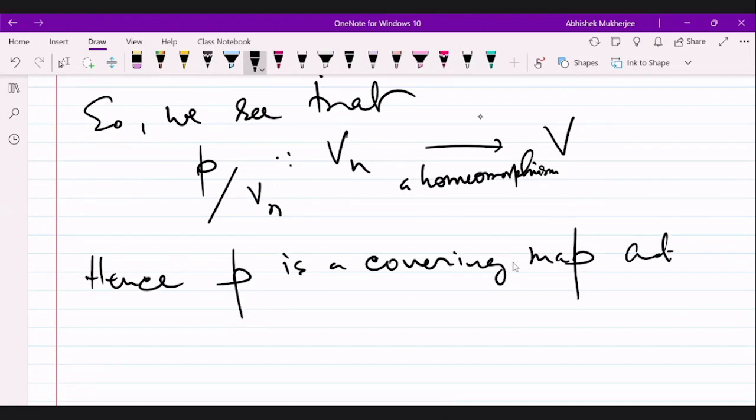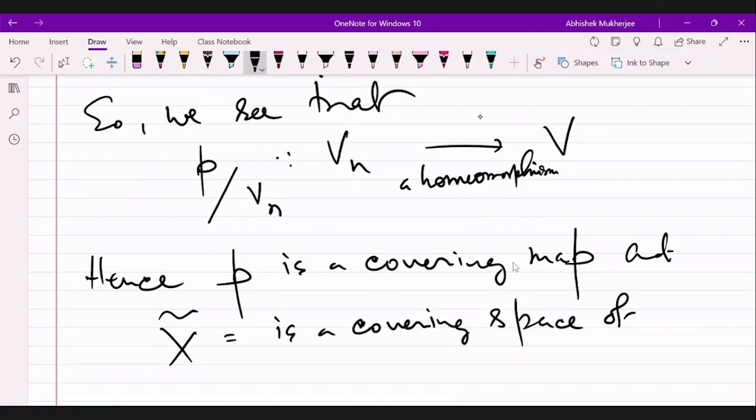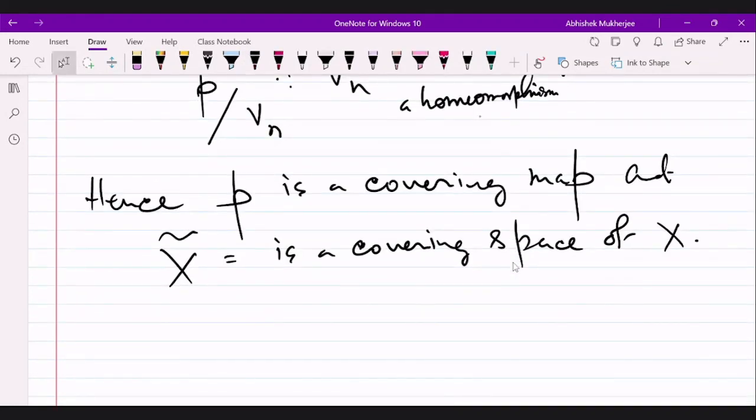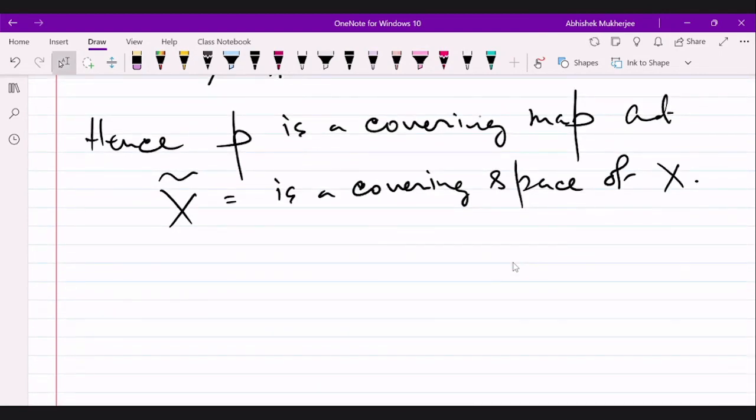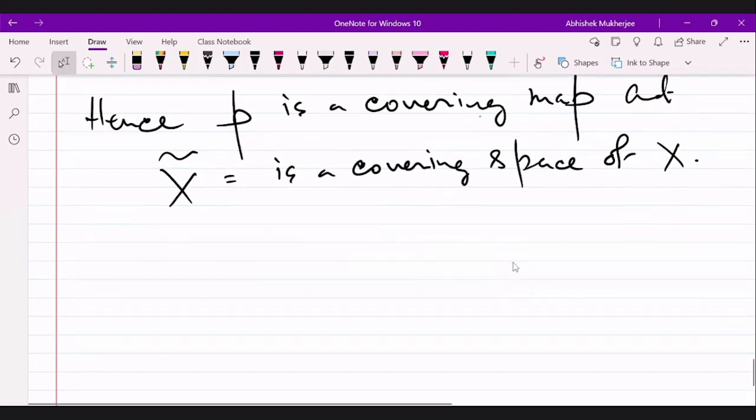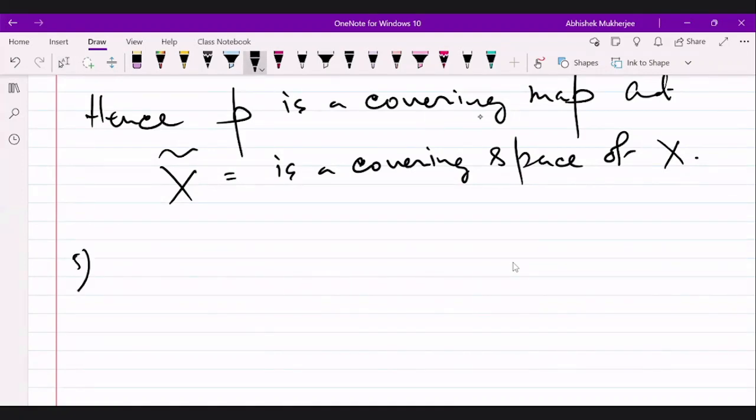and that X tilde, that means the plane, is a covering space of that cylinder. Okay, so this is a very nice example. Another example, so we'll be using this example again whenever we get to the stage of determining the fundamental group of S1. Okay, we'll see that. So this is number 5, right?